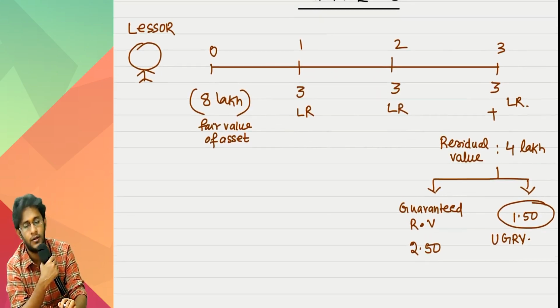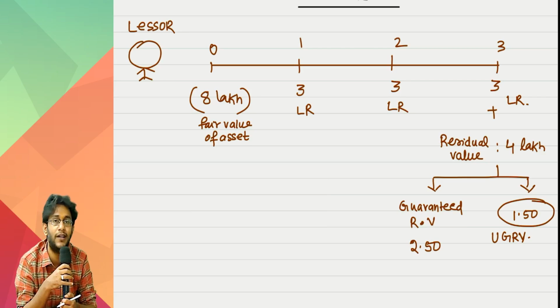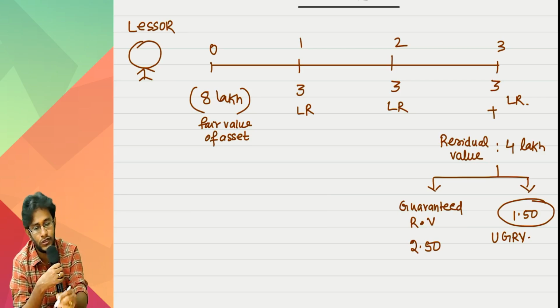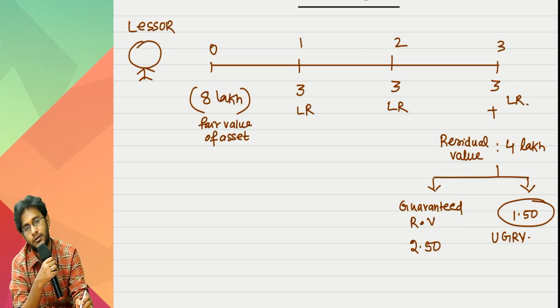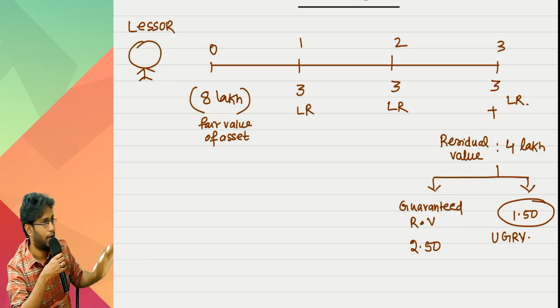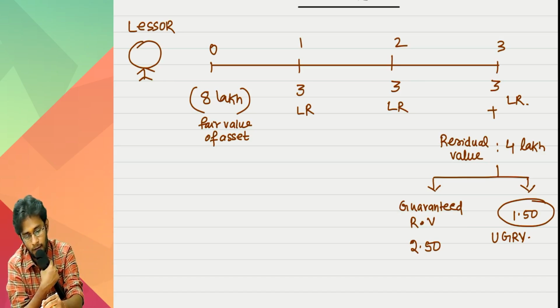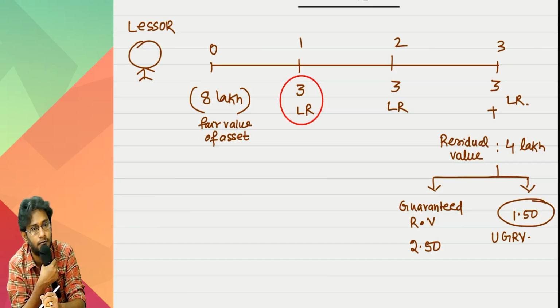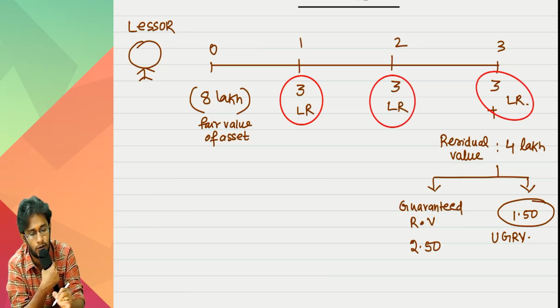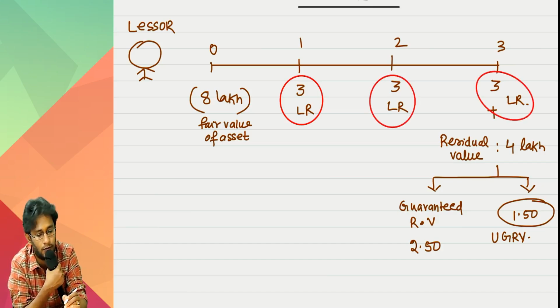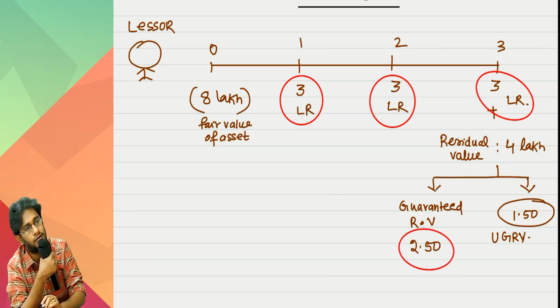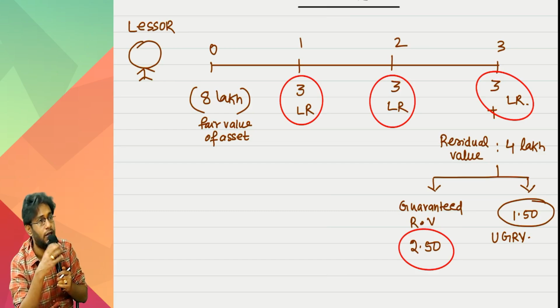Now tell me, sir, since we already covered the definition of lease payment yesterday, which all numbers are lease payments in this big calculation? Is the lease payment this one also? This one also? 4 lakhs also? No, only 2.5 lakhs. Lease payments, UGRV is not there, only guaranteed residual value.